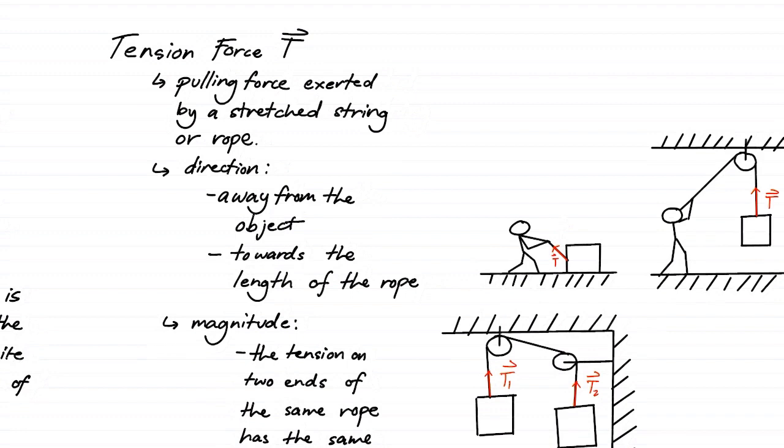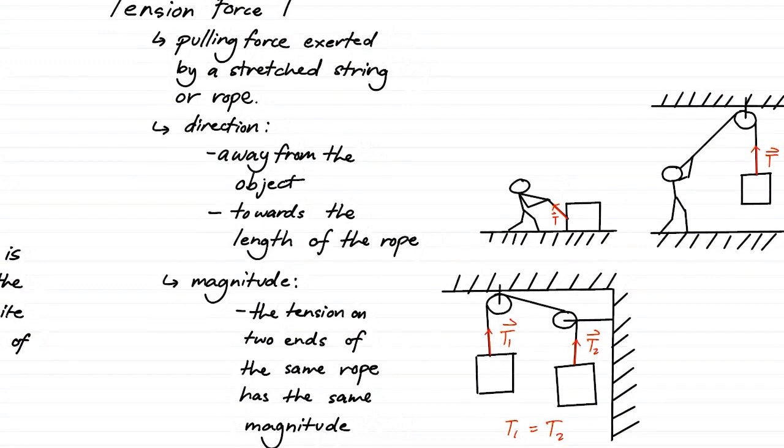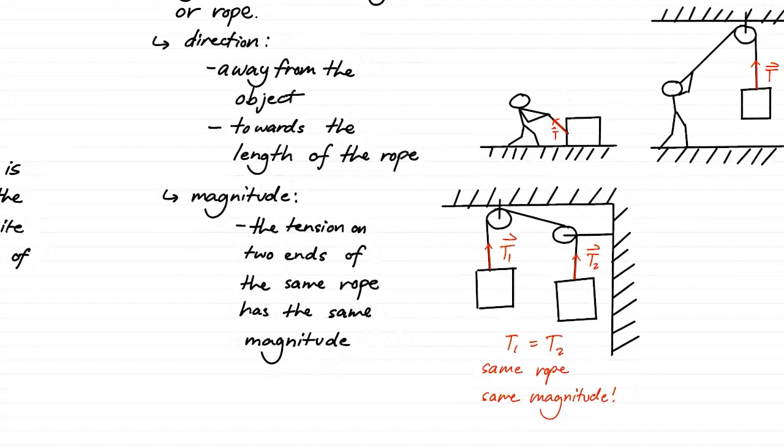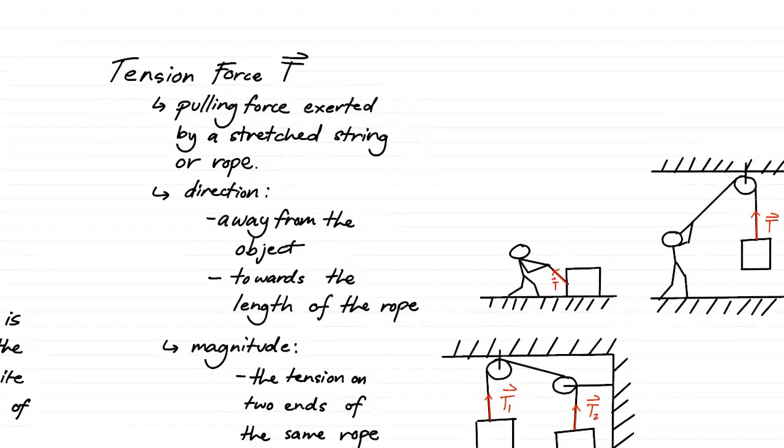So paano mo malaman na merong tension force? If merong rope or string that is stretched. And the direction of that tension force is away from the object towards the end of the rope. Now for the magnitude, now it depends on the situation kung ano yung magnitude ng tension. But one interesting thing dito sa tension is that if two objects is connected by the same rope, same yung tension force acting on those two objects. So that is tension force.